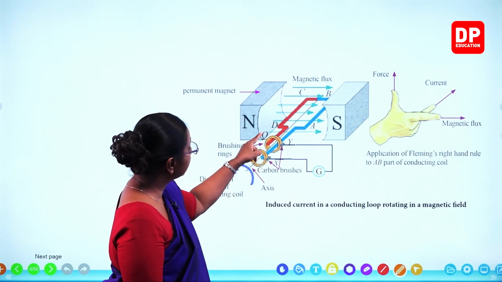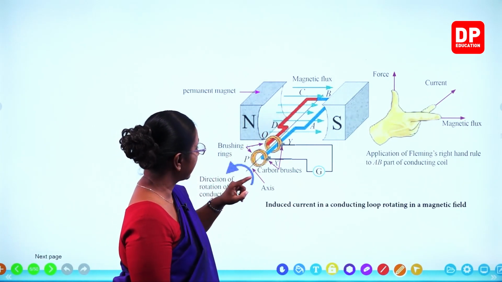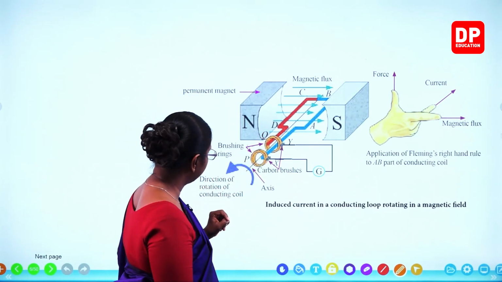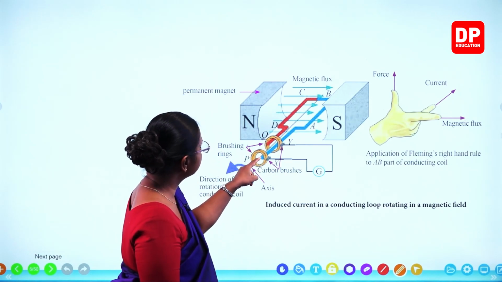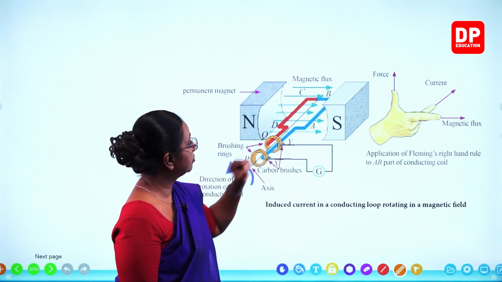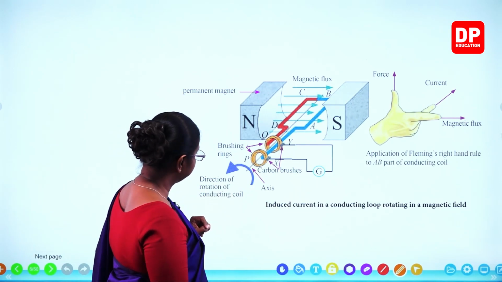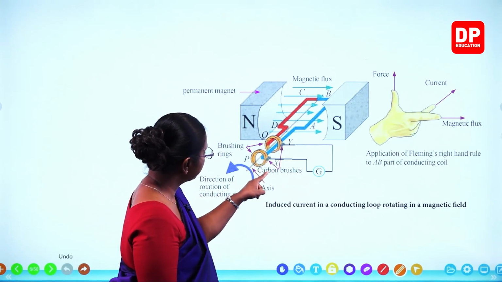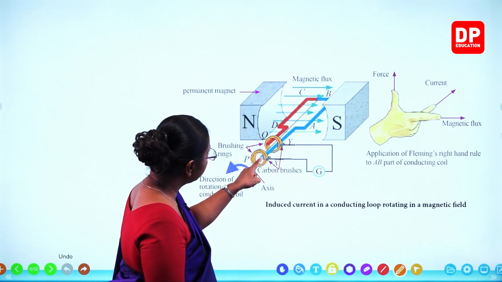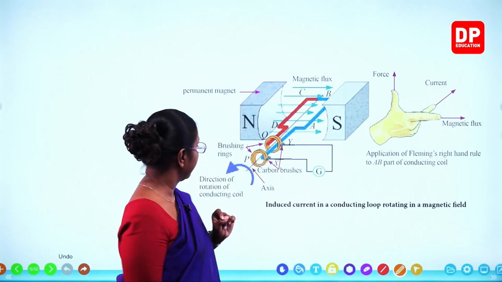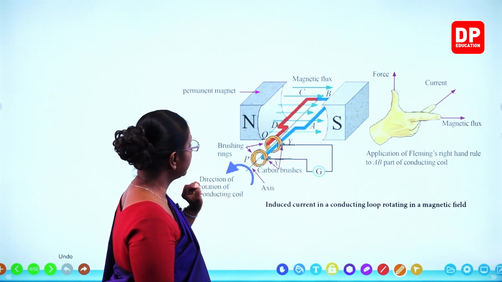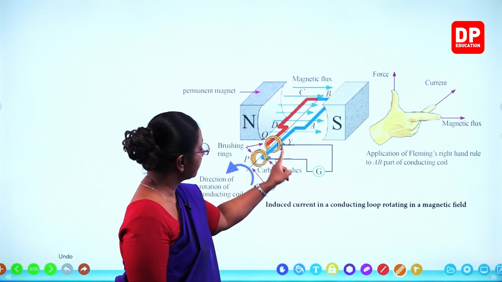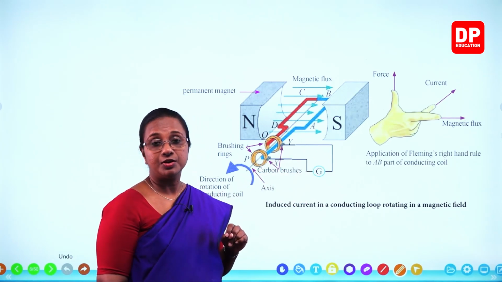Now you can see the red color side, that is the CD side, is connected to the ring Q, that is the coaxial copper ring. Then you can see there is another ring P that is connected to the side AB. Then there are carbon brushes. These are the carbon brushes X and Y. They are in contact with the copper rings. The copper rings are known as brushing rings, and these are the carbon brushes. Carbon brushes are connected to a galvanometer.